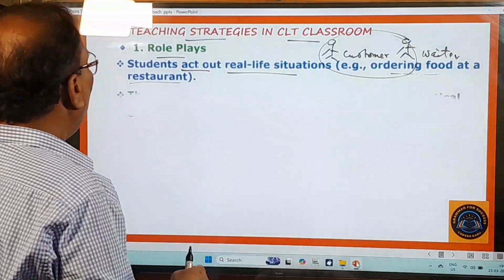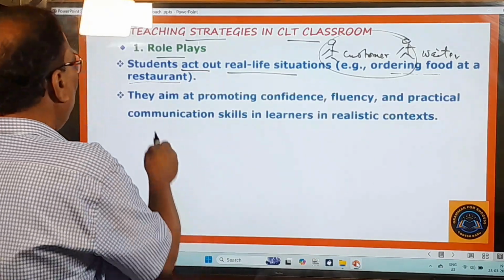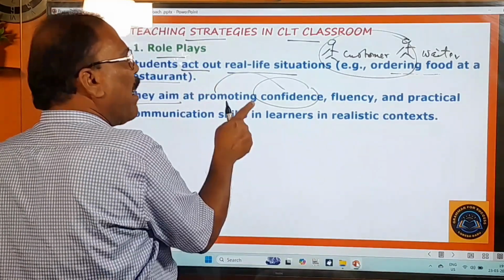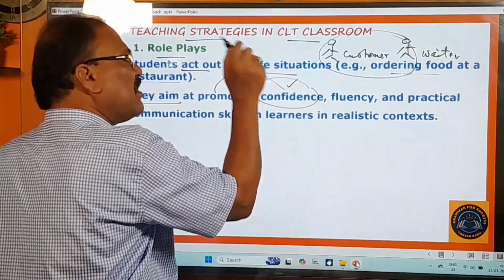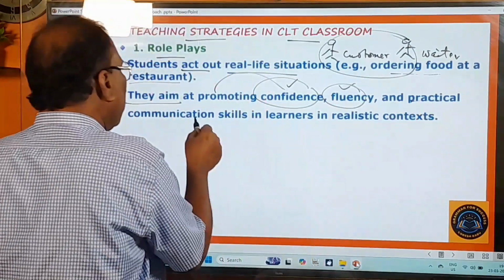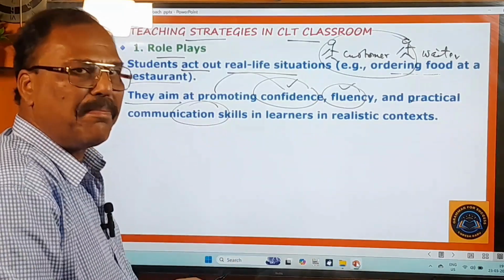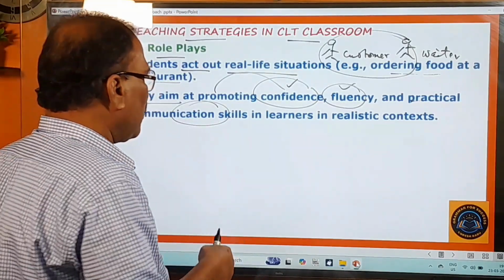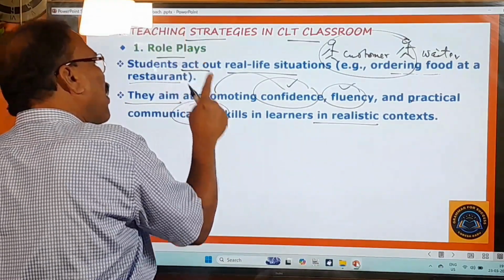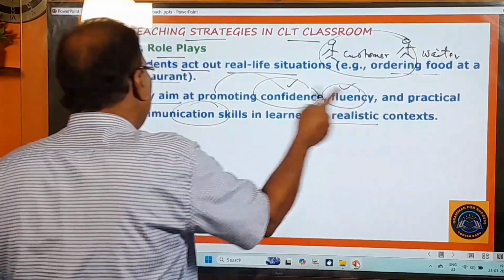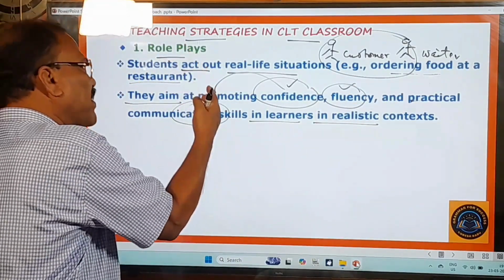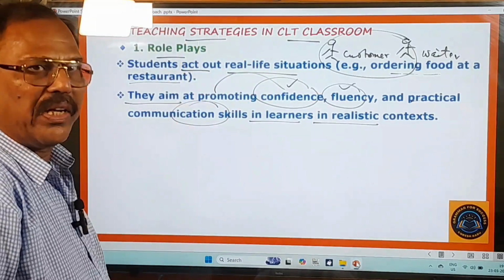Okay, and here what is the net result of these role plays? They aim at promoting confidence. When the students play this role play, they get a lot of confidence. That is the first advantage. They get fluency, that's the second advantage, and they get practical communication skills. They can also improve their practical communication skills. So in this way, these role plays will promote confidence, fluency, practical communication skills in learners or in students. So these are the net benefits one can get out of these role plays, right?